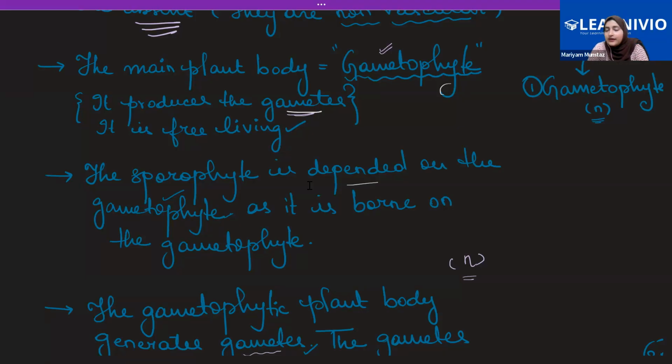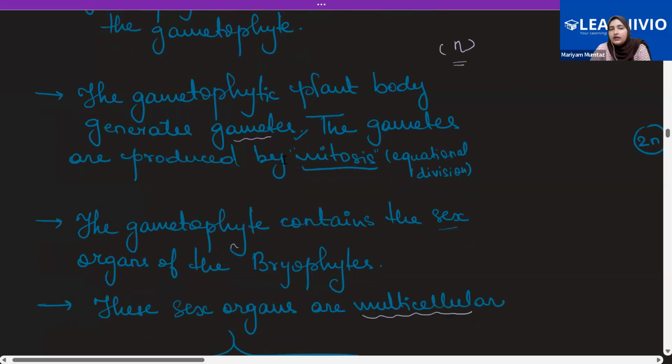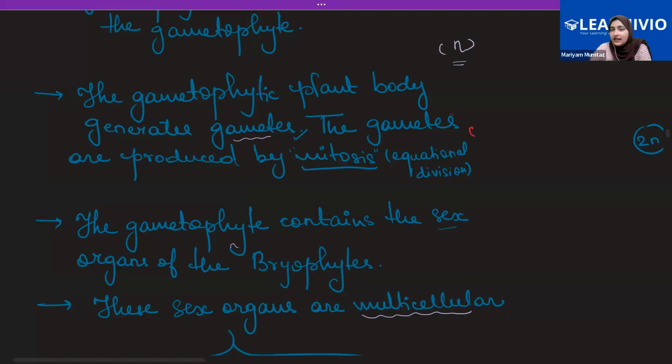Whenever the sporophytes develop, they are always attached to the gametophyte. The gametophytic plant body generates the gametes, meaning it is responsible for the formation of gametes. But always remember this one important point, that it forms the gametes by mitosis. Normally, gametes are formed by meiosis. But here, the plant body itself is haploid.